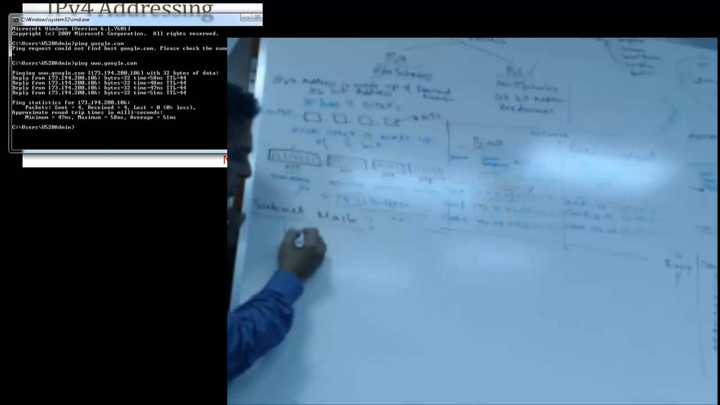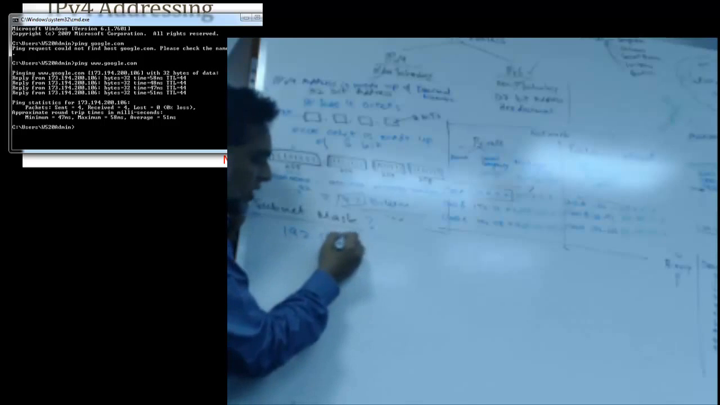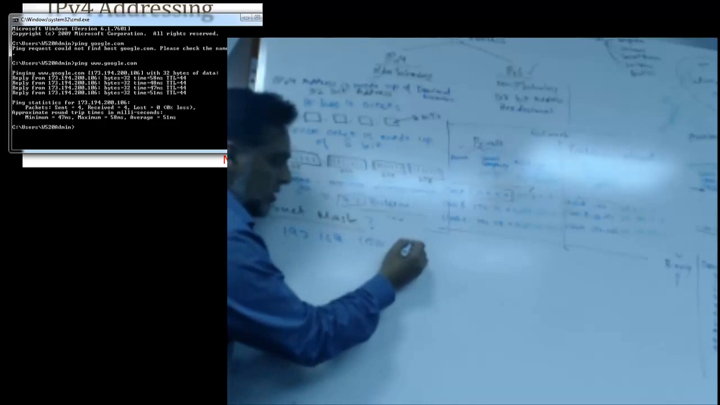Guys, the reason is that each IP address has two parts. So we are finding out what a subnet mask is. In order to understand the subnet mask, we need to understand the IP address. An IP address is divided into two parts. So here, let's say this is my IP address, 192.168.100.10.